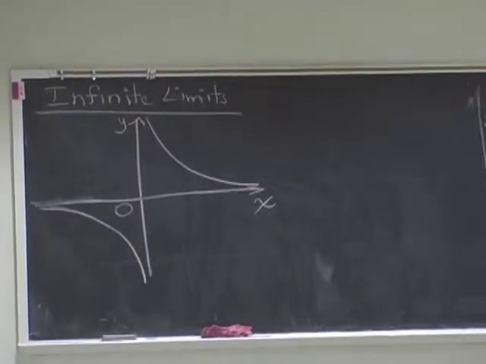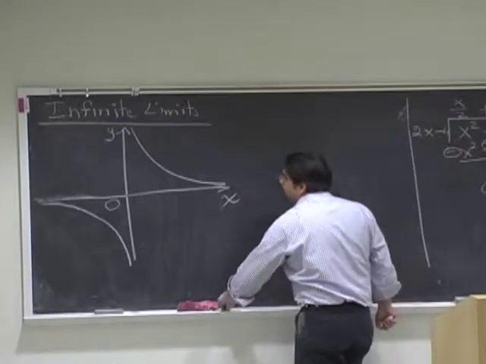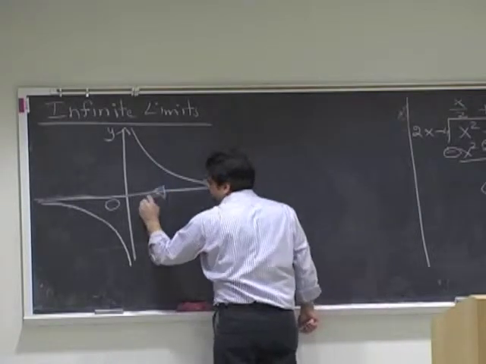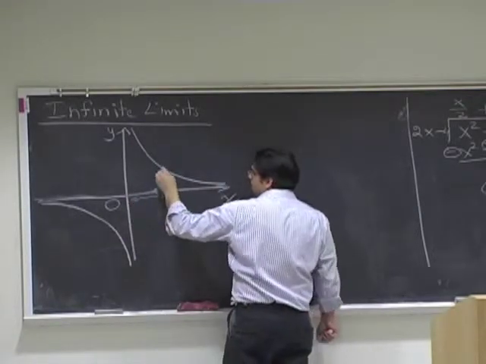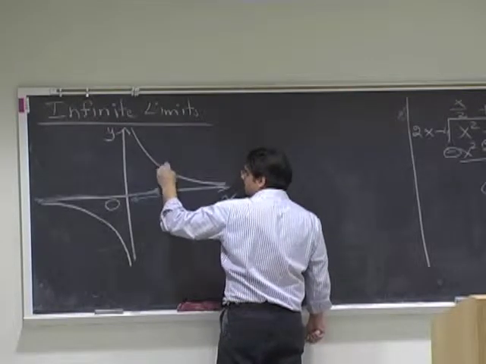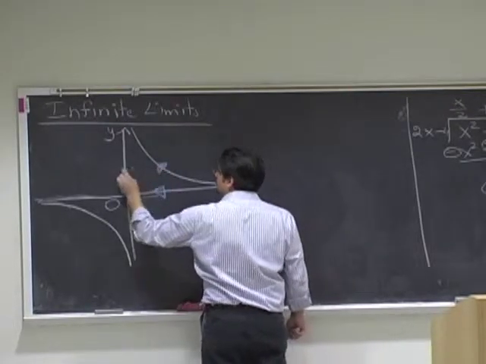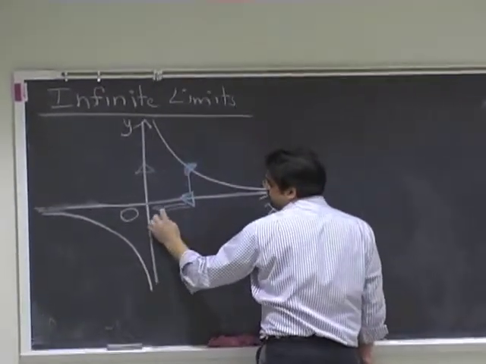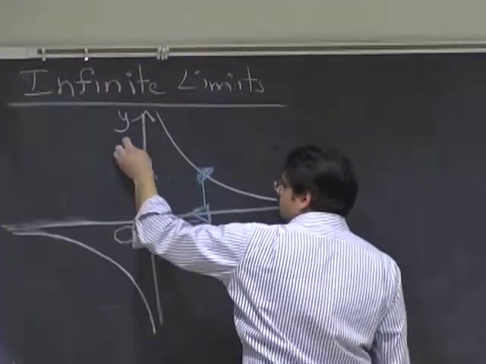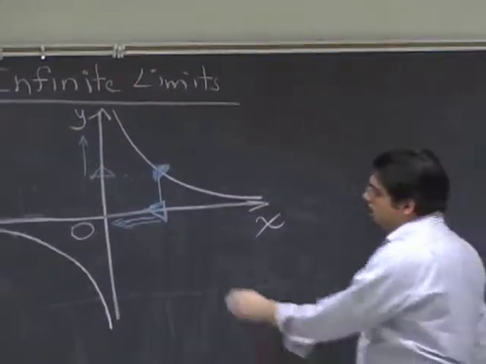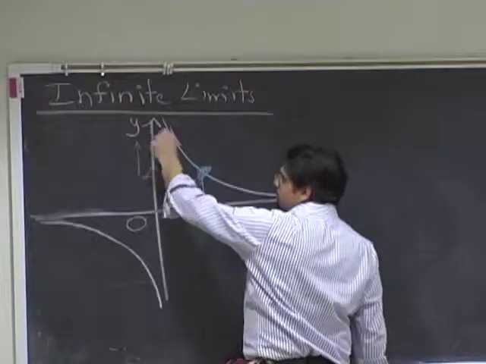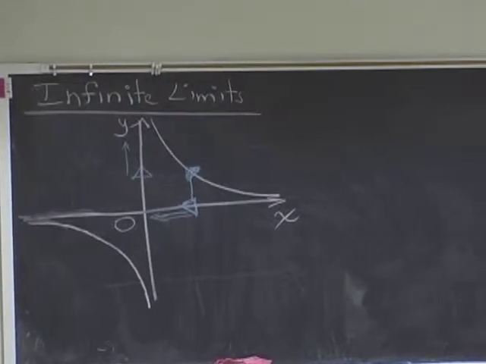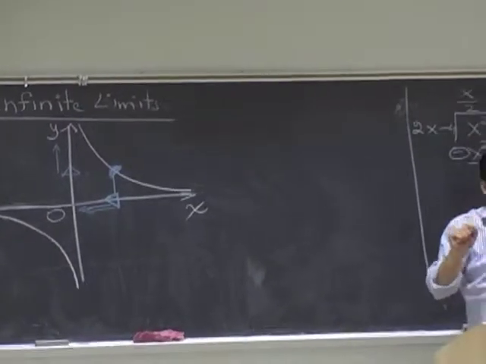So, according to this diagram, if I pick values of x that are getting close to 0, then consider the corresponding y values. As we run close to 0, y values get larger. And the closer to 0 that I go, the larger the y values can be. And you can make y as large as you want. That statement is the key to infinite limits.